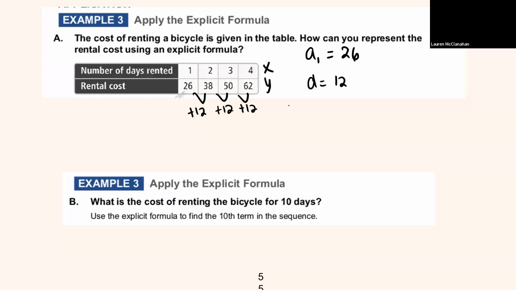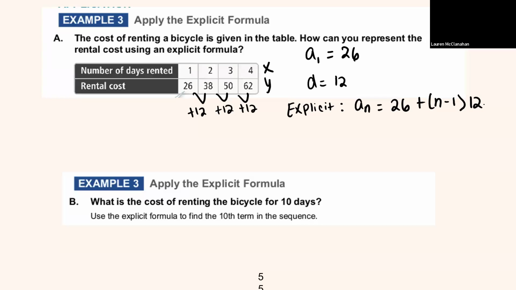Okay, so we are going to write explicit form first. It's very important you label these because we're going to be writing it in 3 different forms. Explicit form, remember, is a_n equals a_1, and a_1 is 26, our first term, plus (n minus 1)d. And remember, d is our common difference, 12. That's all you have to do when it says explicit. You just have to plug in a_1 and d. For recursive, you just plug in d.